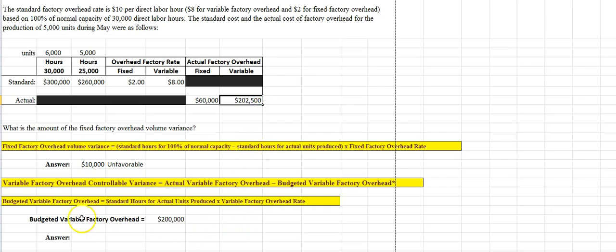But I actually spent $202,500. So my variable factory overhead controllable variance is going to be actual minus budgeted, and I have a negative, unfavorable variance. There goes my phone. Nobody ever calls me except when I'm doing a video. So I will have an unfavorable factory overhead controllable variance of 2,500. Okay, so let's move on to the next problem.